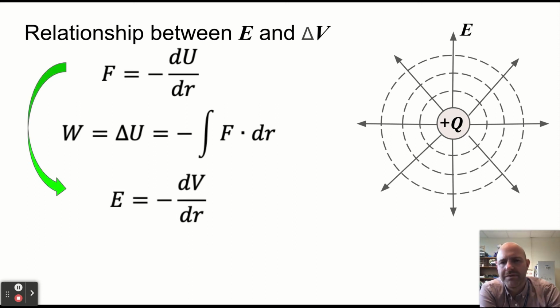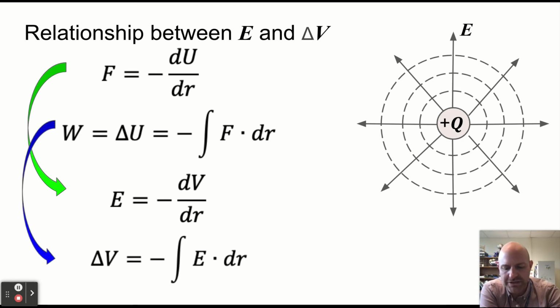we get electric field is negative dV/dr, right, by dividing through. The electric field is equal to negative dV/dr, which is kind of nice. Not too different from what we've already done. It may not look exactly the same to you, and that's okay, but it is the same basic relationship that we have.